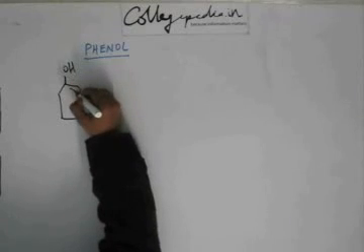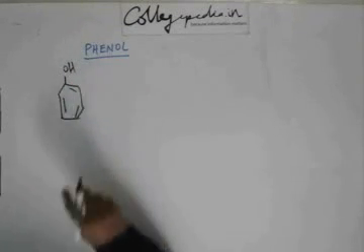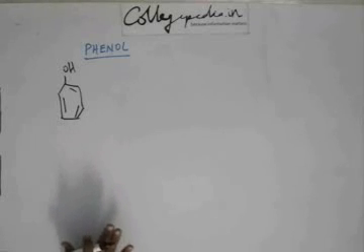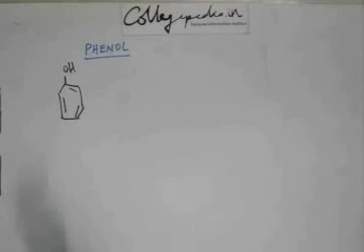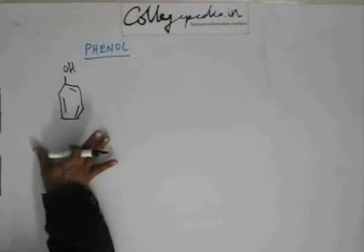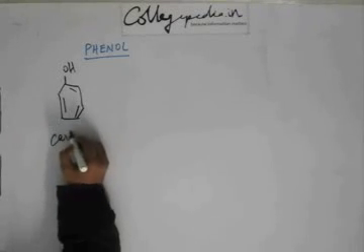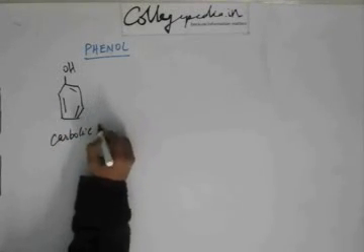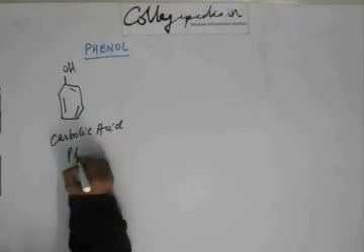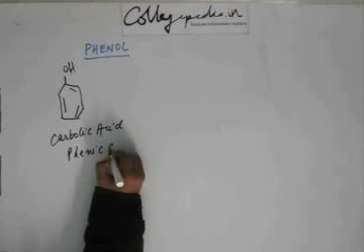Now generally, when we say phenol, we generally mean this compound. Otherwise, by definition, phenols are all compounds having hydroxy group on aromatic ring. But generally, by phenol, we generally mean this compound. This is also called as carbolic acid. This is also called as phenic acid.